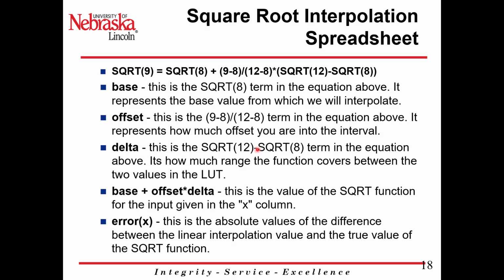Our delta is going to be the difference between the two values. And that's the range we're going to be covering between the two values we're interpolating our data. So we're going to have base plus offset times delta. That's going to be our square root function. And then we're going to calculate some error by using the absolute value of the difference between linear interpolation and the true value of the square root function.